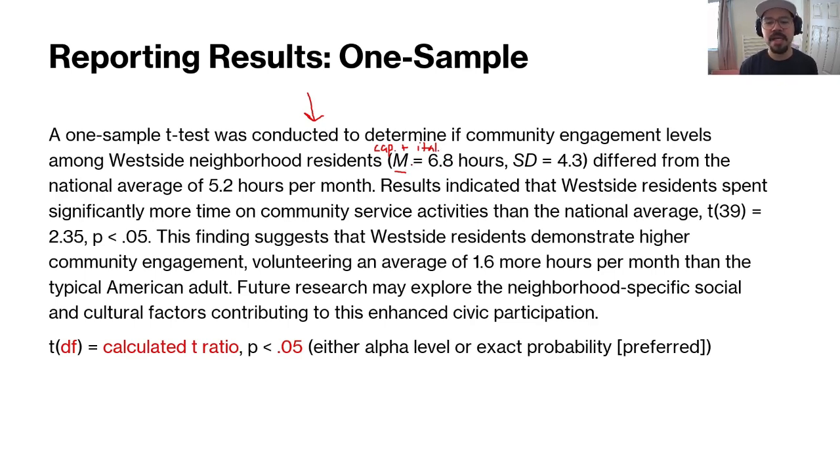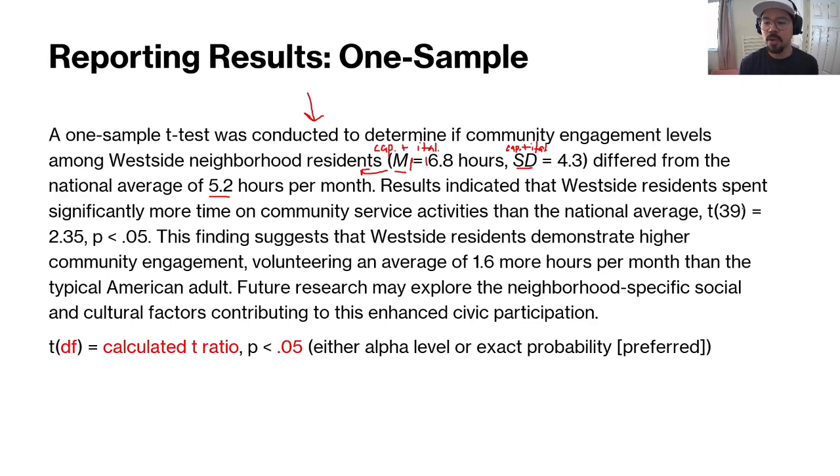Capital M, italicized, there's a space here, equals, space, 6.8 hours, comma, space, SD, standard deviation, also capitalized and italicized. Okay? Always equals 4.3. This is based off this information that we drew from our sample of West Side residents. It's also indicating that it differed from the national average of 5.2. Remember that in this case, I would be giving you the information, and so you would drop that in here. What are you comparing it against?